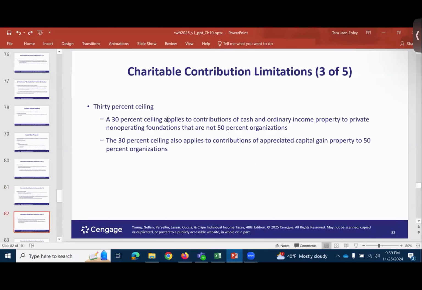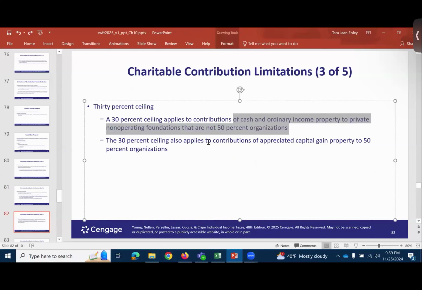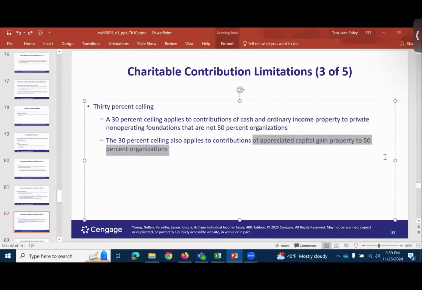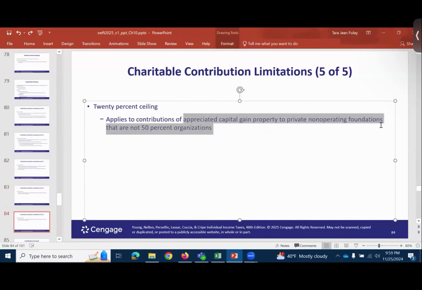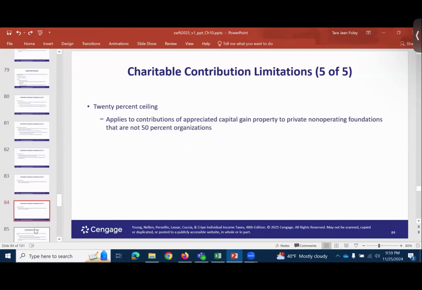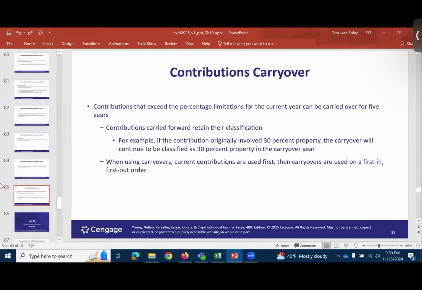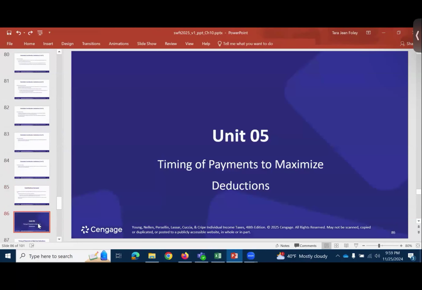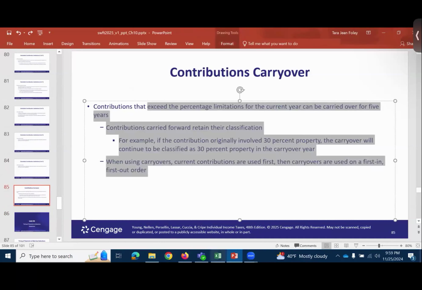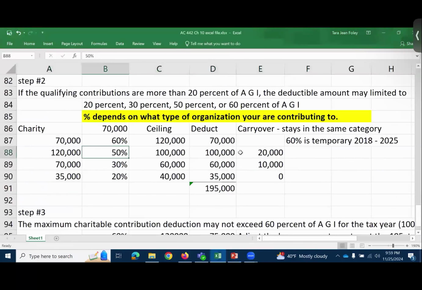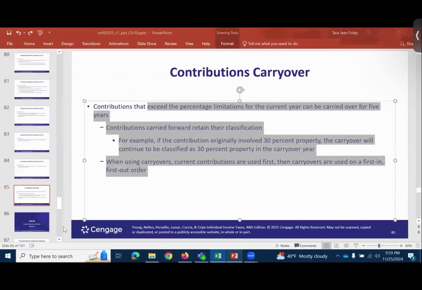The 30% ceiling is for cash and ordinary income property. The 30% also is for appreciated capital gain property. So it's a type of property. That's what the 20% is for capital gain for private non-operating organizations that are not 50% organizations. So it's the type of property that you're contributing to. Okay, so whatever you don't use, you carry over, but you keep it in the category of percentage.